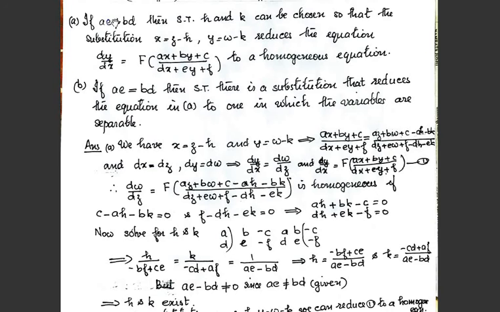So first consider that question. We are provided with ae not equal to bd. So as the answer, we have given x is equal to z minus h and y equal to w minus k. So (ax plus by plus c) by (dx plus ey plus f) reduces to this form.